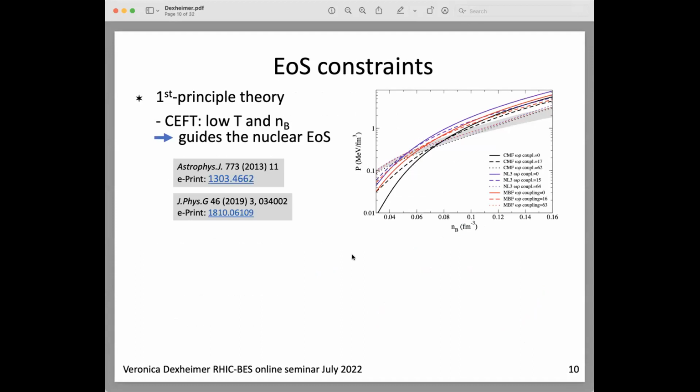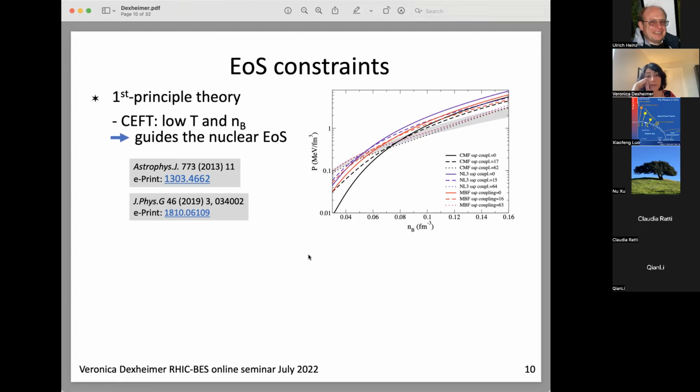And there's also constraints from theory. I'm not going to go into detail in chiral effective field theory because I think Alexia discussed that last week. But this is extremely reliable at low temperature and low densities. So this can provide a guide for equations of state for neutron stars that have to extend to much larger densities. So I show here how we use it to calibrate our equation of state.